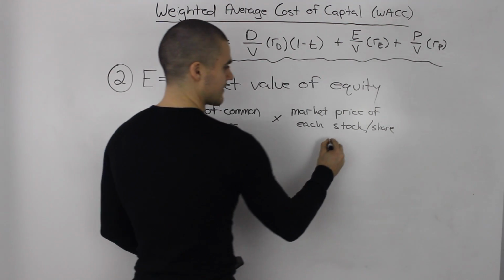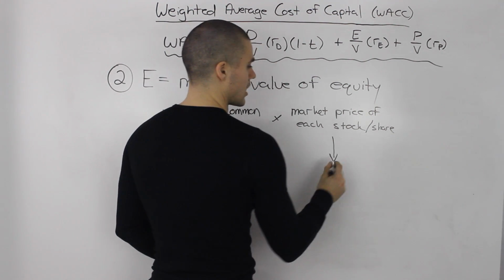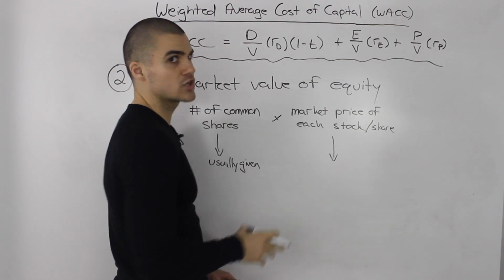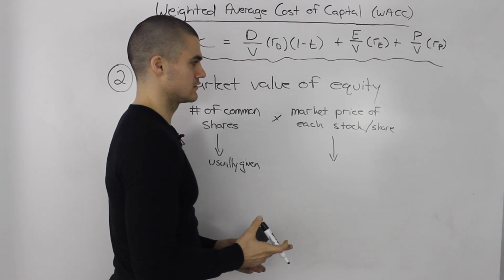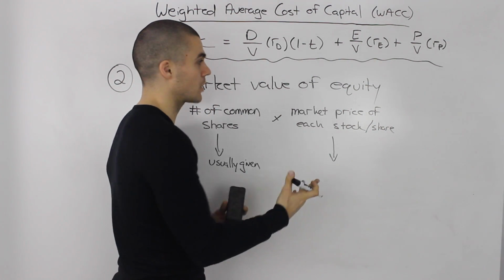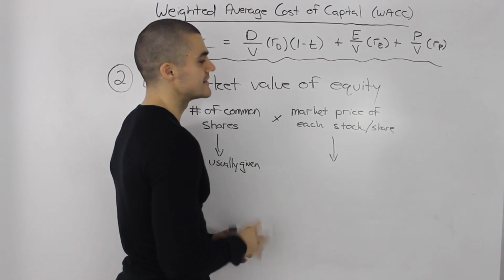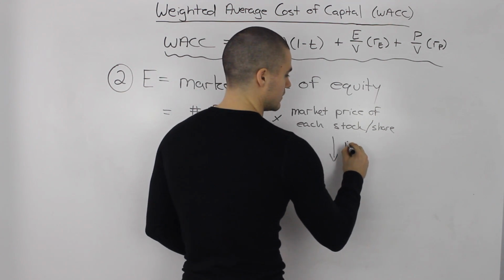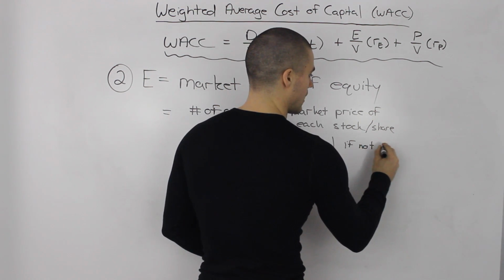All right? And the market price of each share is sometimes given, which would make it easy. All we have to do is take the number of common shares and times it by that stock price and we get the market value of equity. Sometimes it's not given.